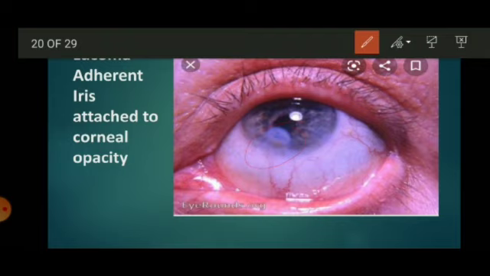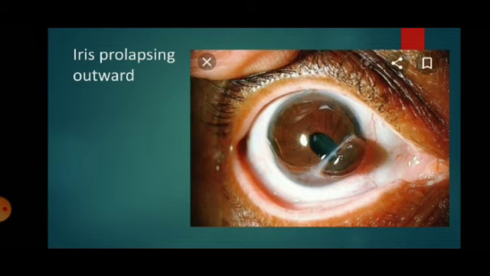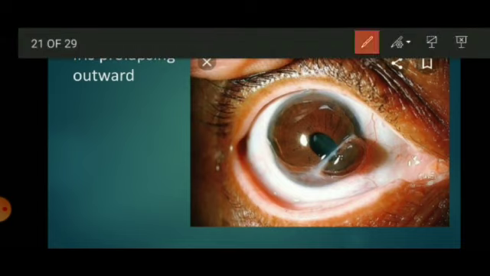But if perforation does not occur, then iris will not be seen behind the corneal opacity. The iris will come forward from the perforation and be seen prolapsing outward. There will be the iris prolapse.